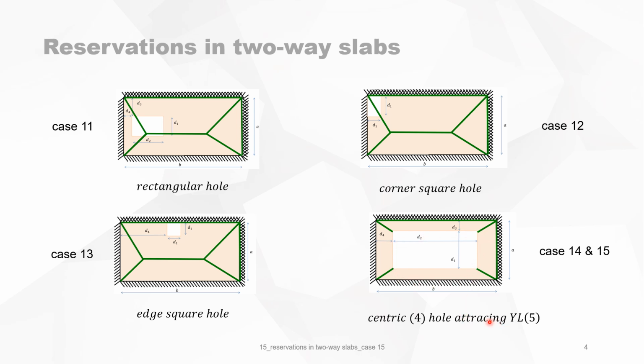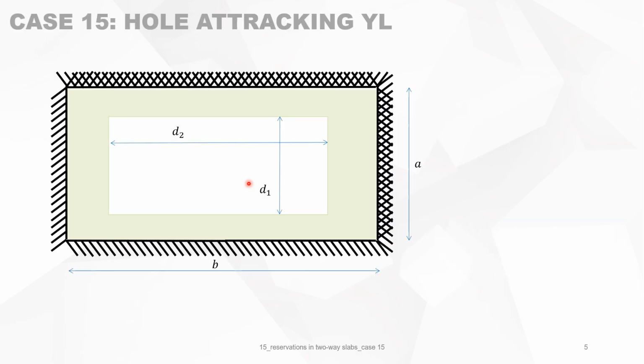attracting the yield lines. So case 14 was a centric reservation. This one is a reservation, not necessarily centric. So it's just a reservation in the slab, but instead of using the 30, 45, 60 rule, we use the rule of attracting yield lines. So this is a reservation in the slab with dimension D1, D2, but now we have to put the position right, which is D4 and D5. It fixes the position.